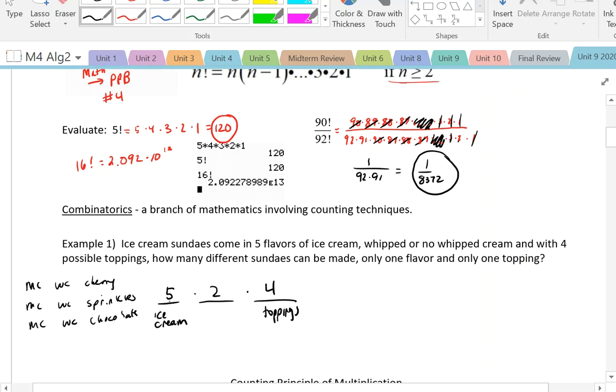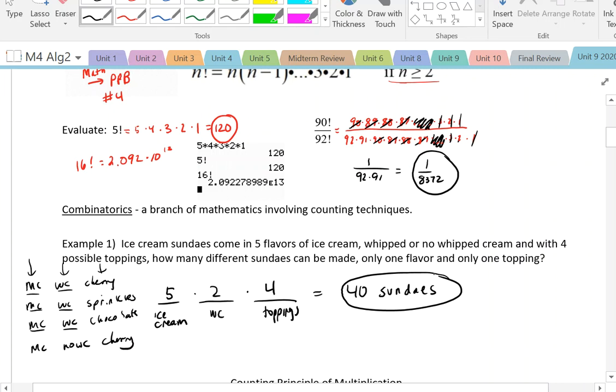So the number of options that are available are 5 choices for the ice cream. So that's this first spot. Whipped cream or no whipped cream. So I could have mint chocolate chip, no whipped cream, and cherry. That would be another option. So 5 options for this first spot, 2 options for this, 4 options for there. Going to give me 40 possible sundaes that are available.